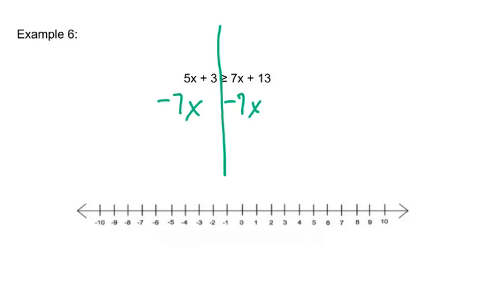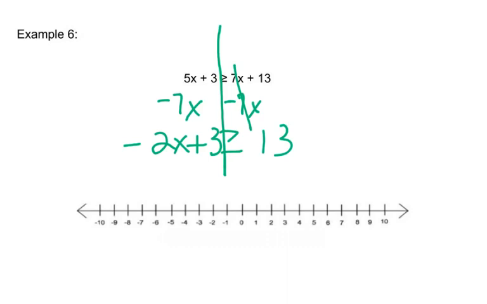We are not multiplying by -7. We are not dividing. We are subtracting. Subtracting does not change the inequality sign. So 5x take away 7x is -2x. Then we have our plus 3. This goes away. Still greater than or equal to 13. The inequality symbol did not change because I did not multiply or divide by a negative.